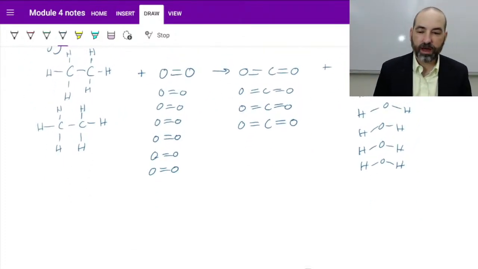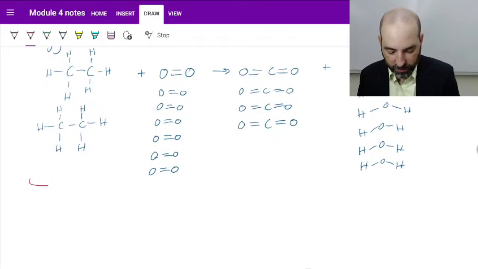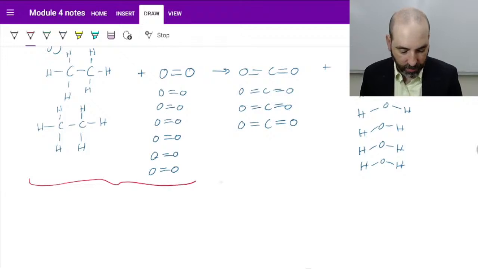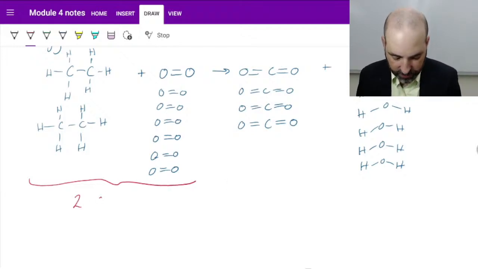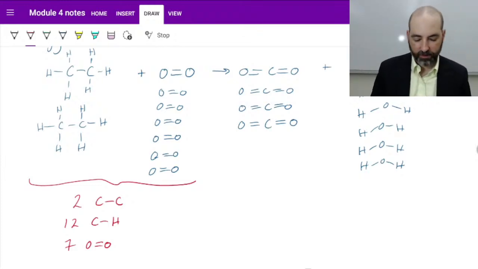All right, so that's the full combustion of ethane if we actually drew out every single molecule. And the reason we want to do that is because we want to account for the types of bonds and the numbers of them. So over on the left side, instead of our normal balancing, we're going to count up types of bonds. So in this side we have 2 carbon-carbon bonds. We have 12 carbon-hydrogen bonds. And we have 7 oxygen-oxygen double bonds. So just a different way of counting them.